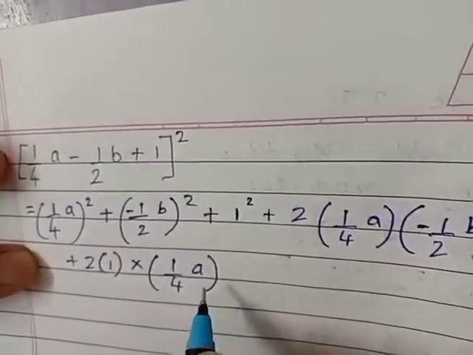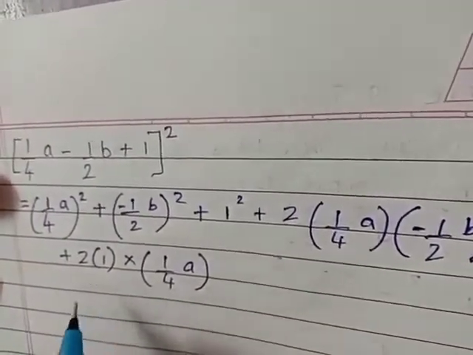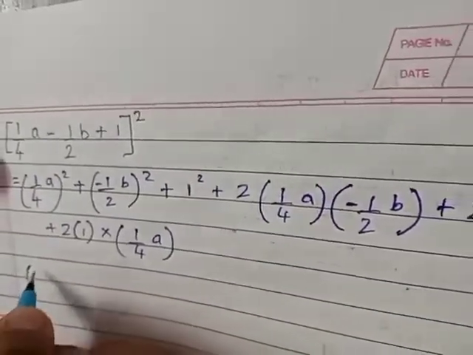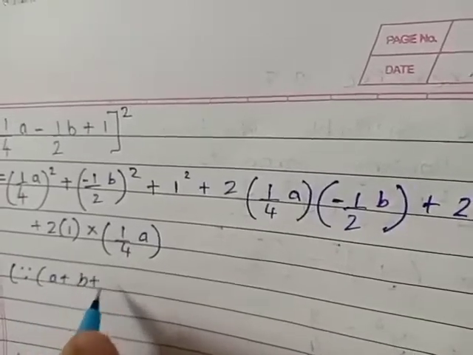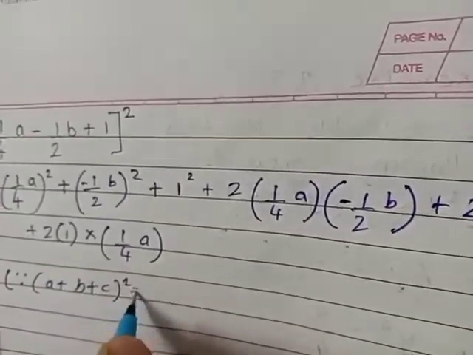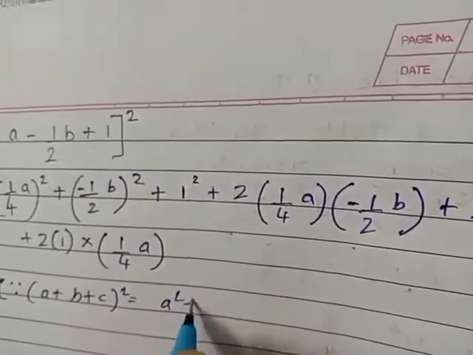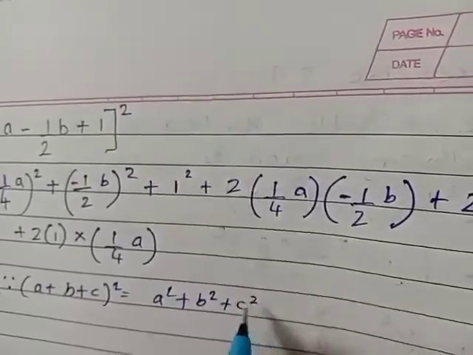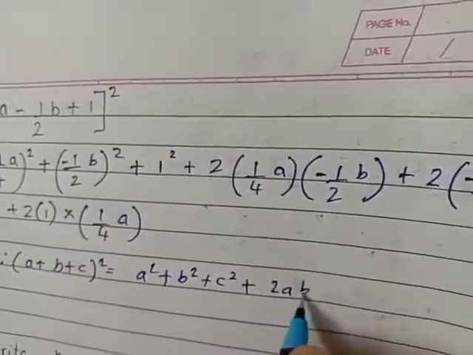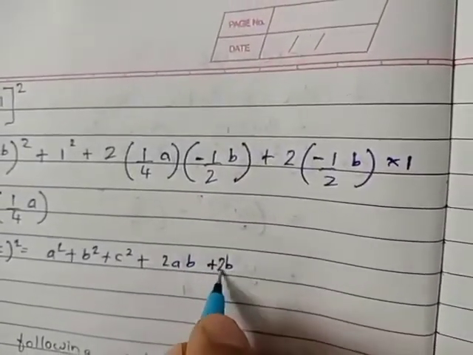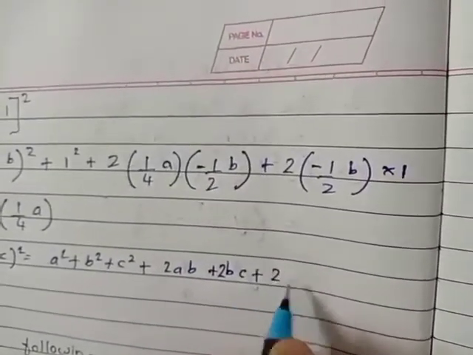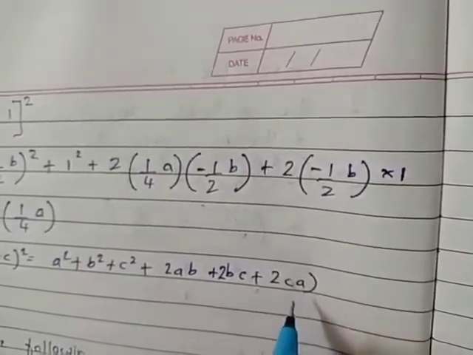1/4a. If you remember that formula, right? Because we will write the formula a plus b plus c the whole square equal to a square plus b square plus c square plus 2ab plus 2bc plus 2ca.